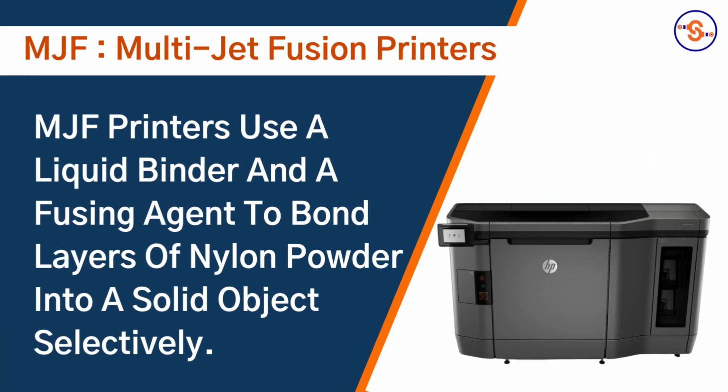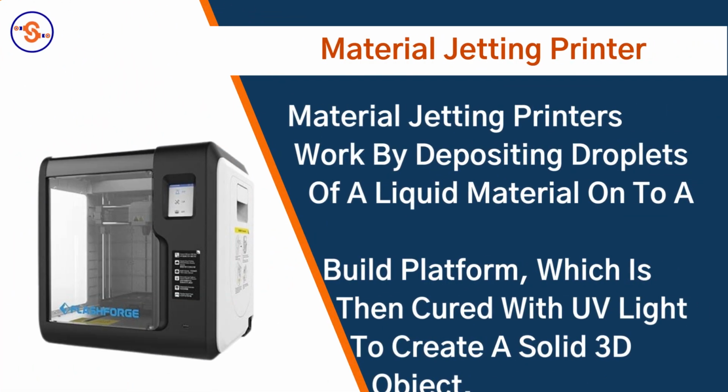Multi Jet Fusion printers, MJF printers, use a liquid binder and a fusing agent to selectively bond layers of nylon powder into a solid object. Material jetting printers work by depositing droplets of a liquid material onto a build platform, which are then cured with UV light to create a solid 3D object.